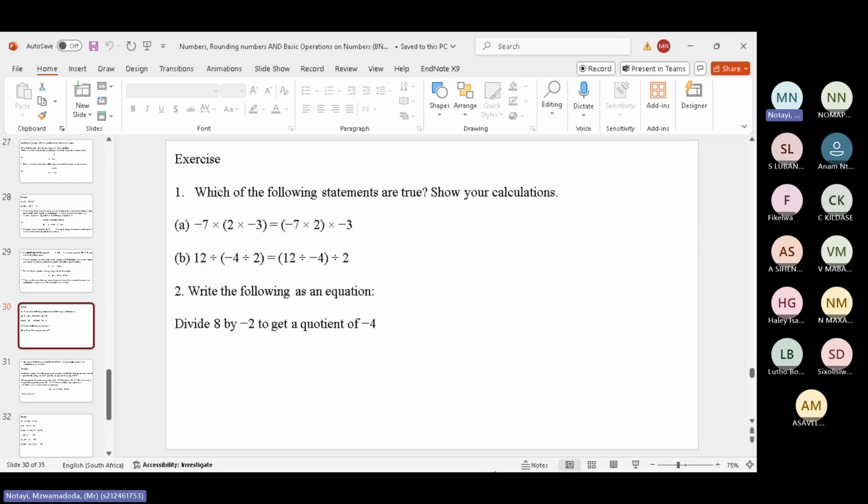Now, let's have a look at the exercise. Which of the following statements are true? Then show your calculations. Now, to prove that the left-hand side is the same as the right-hand side, you can give me the answer. What do you get for the left-hand side? What do you get for the right-hand side? Are these statements true? They will only be true if the left-hand side is the same as the right-hand side.